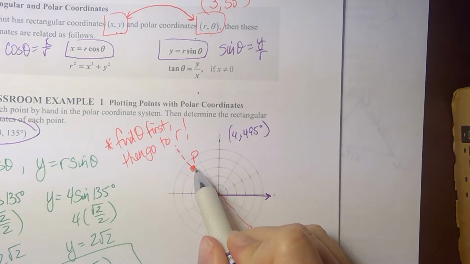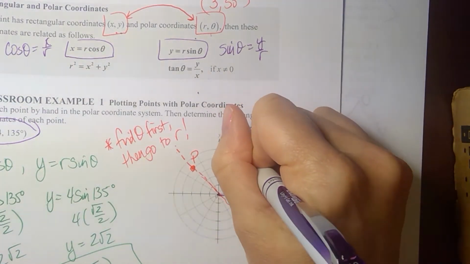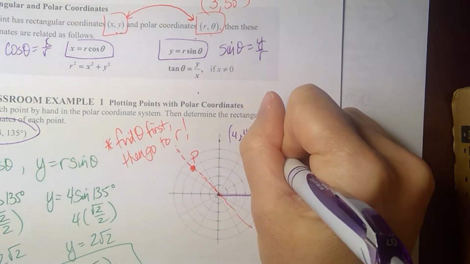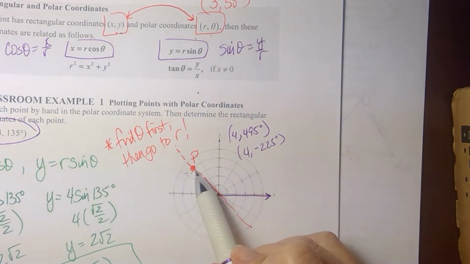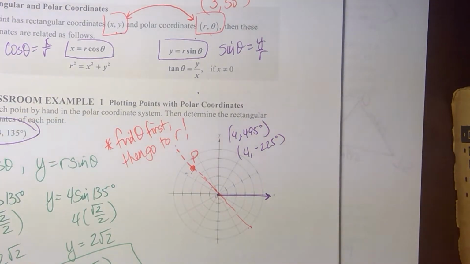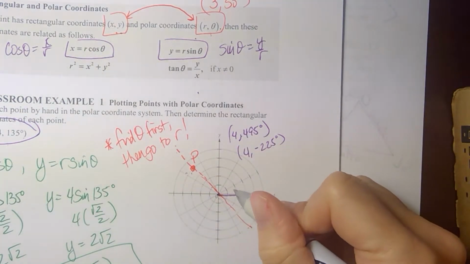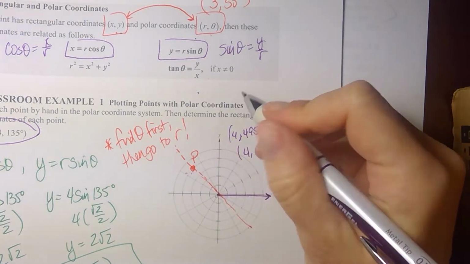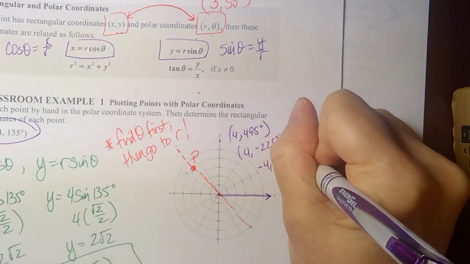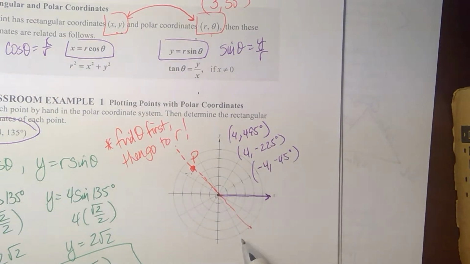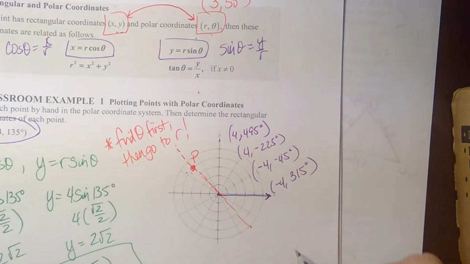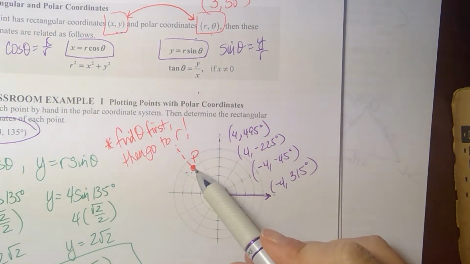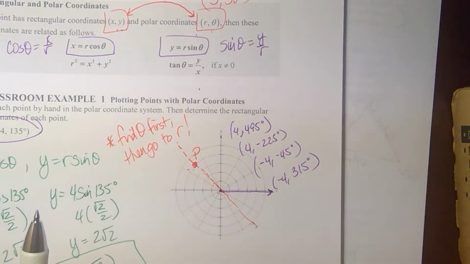I could subtract 360. 135 minus 360 would give me a negative 225 degrees. That's another set of polar coordinates for point P. Or I could do negative 4, negative 45 degrees. Or I could do negative 4, positive 135 degrees, because that would be this angle, and then I move directionally a negative 4. Let's look at the next example.